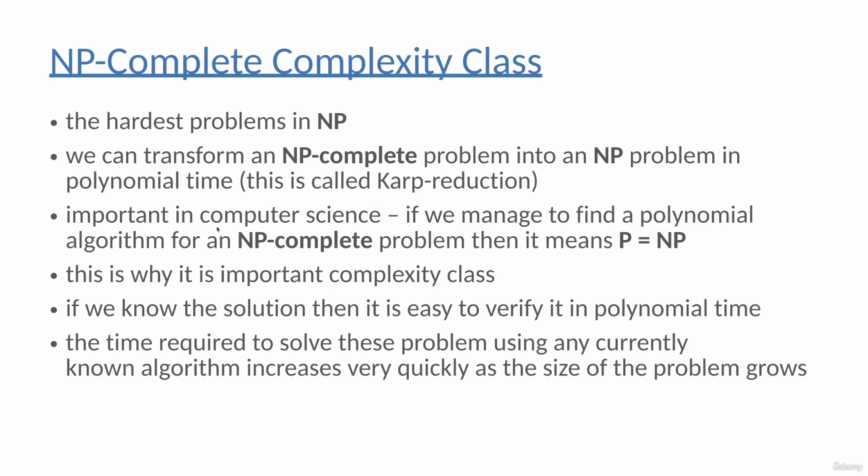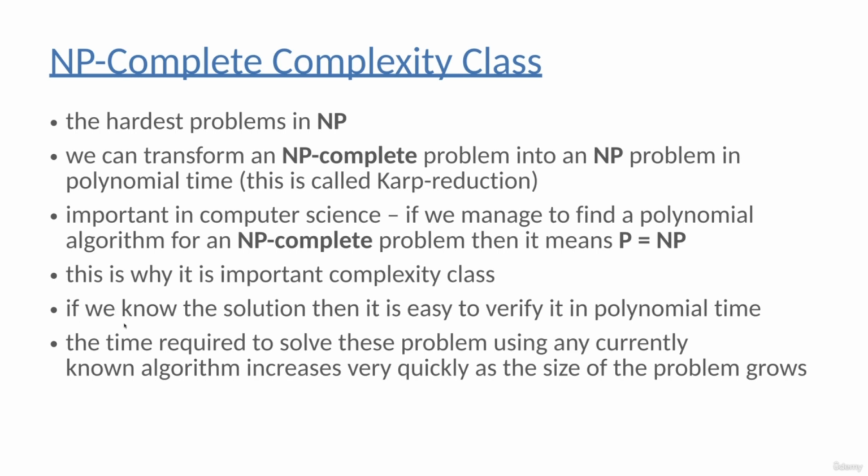It is important in computer science because if we manage to find a polynomial algorithm for an NP complete problem, then of course it means that P is equal to NP. Why? Because NP complete problems are the hardest problems in NP. So if we can solve an NP complete problem, it means that we can solve any NP problem as well, which means that P is equal to NP. So this is why it is an important complexity class.